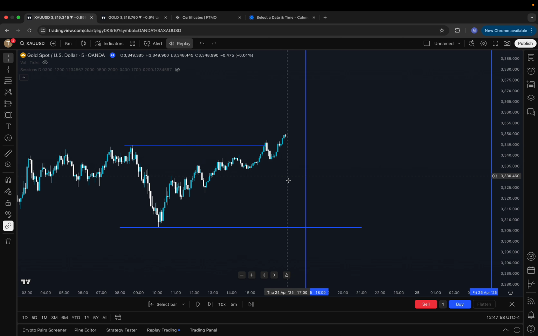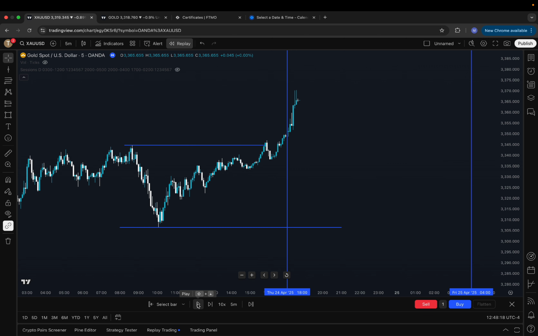Now this high has been taken, and we wouldn't enter the trade as there's no fair value gap, there's no market structure shift, and most importantly, we're not in the time window of 6 p.m. But when we do enter the time window, that's when we'll look to take the trade based off this high and this low. So let's see what happens.